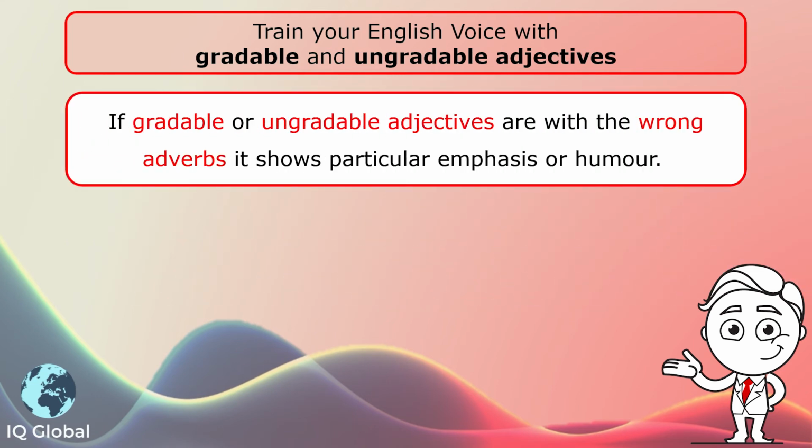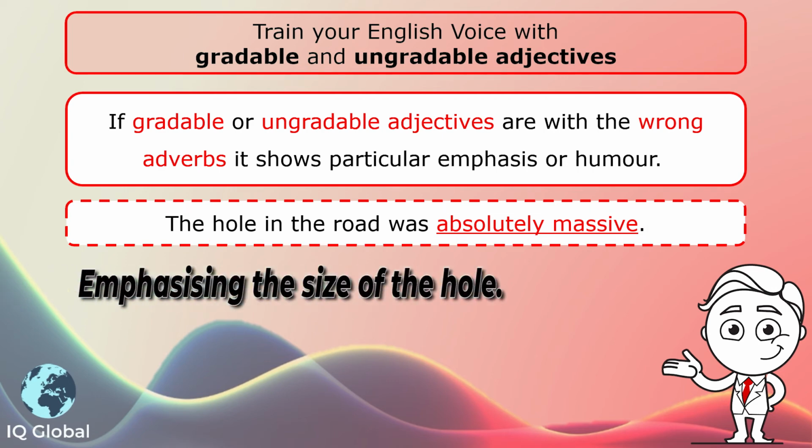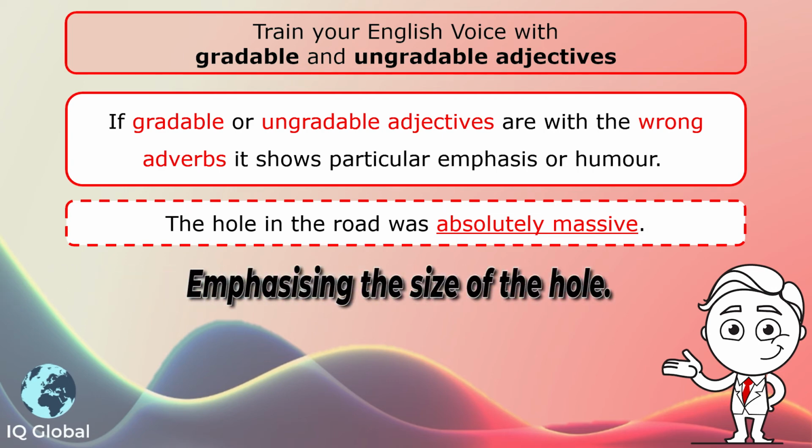If we use the wrong adverbs with gradable or ungradable adjectives, it can show a particular emphasis or humour. For example, the hole in the road was absolutely massive. We are emphasising the size of the hole. It's absolutely massive. We are using emphasis.